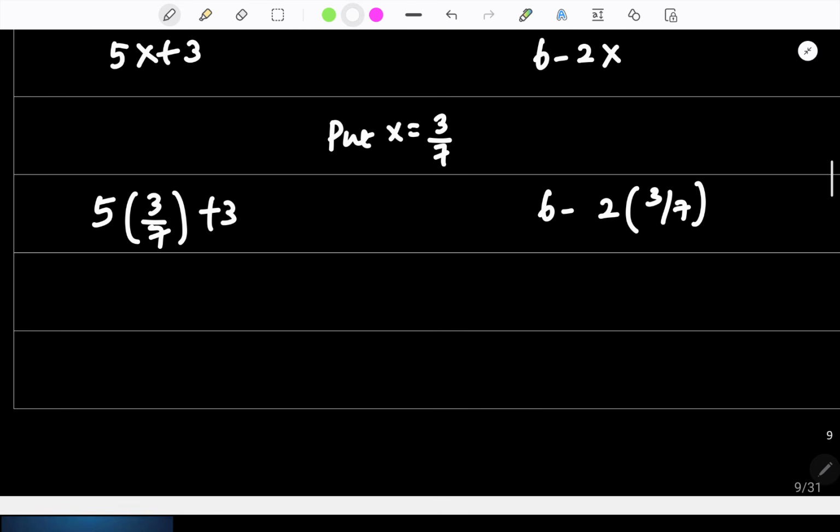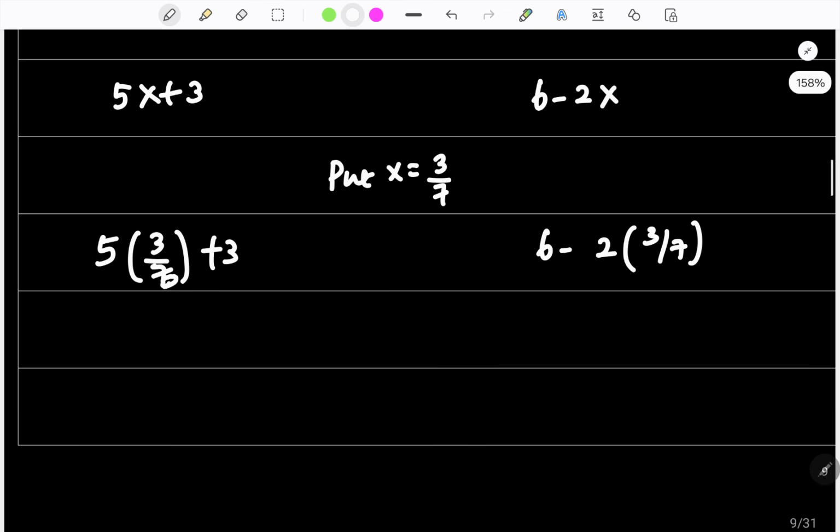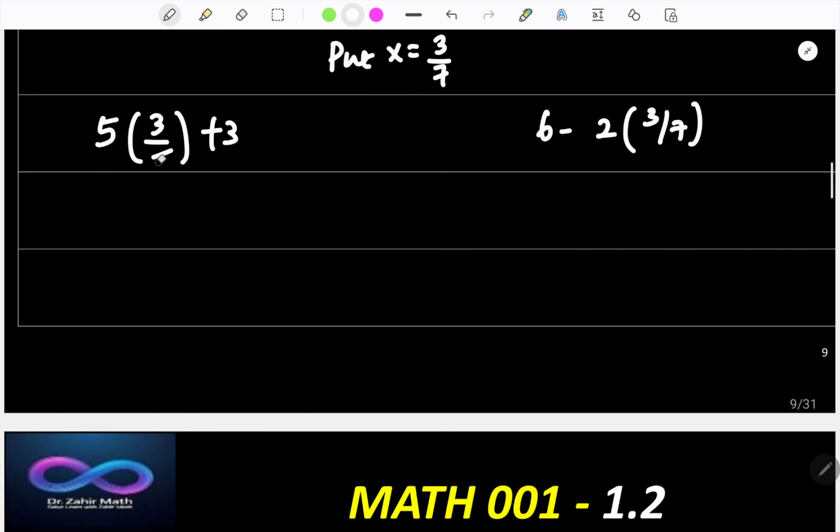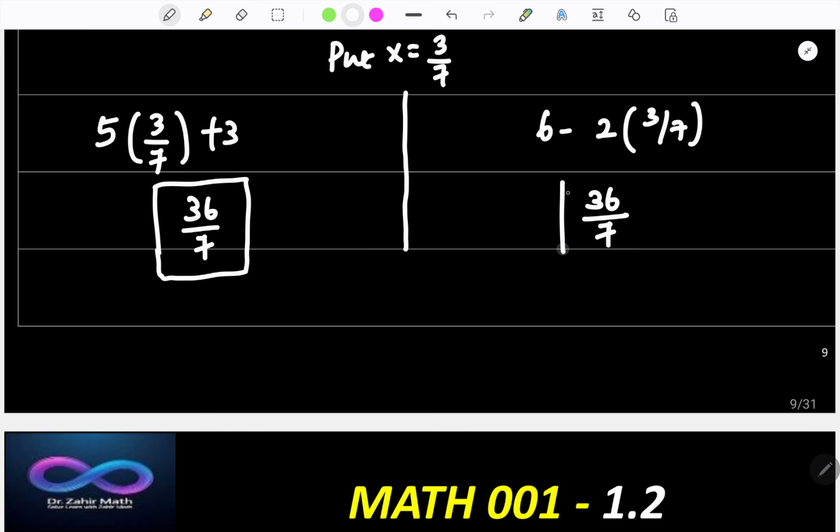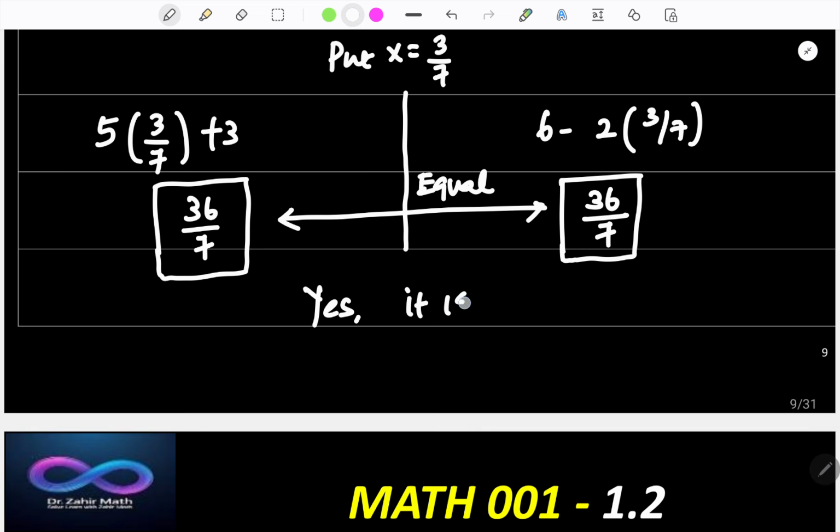Okay, right. So put in the calculator slowly. So we got 36 by 7. Okay, what happened? This is we got 36 by 7 in the calculator. I put this also in the calculator. I get 36 by 7. So what is the left side answer? 36 by 7. What is the right side answer? 36 by 7. So it means what? It is equal. When it is equal, you are going to say that yes, it is a solution.